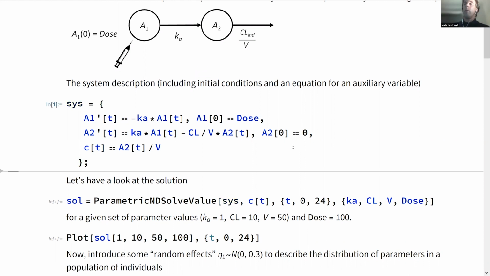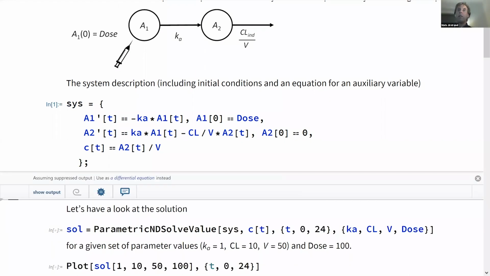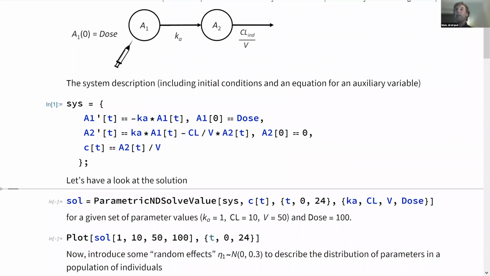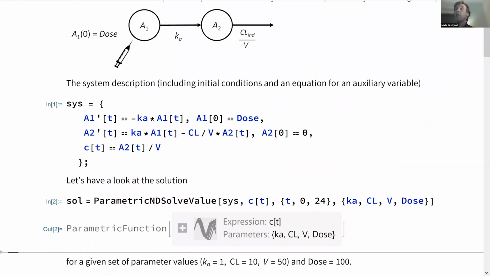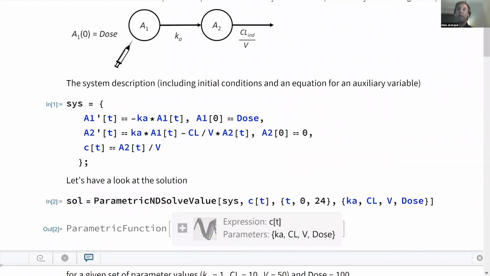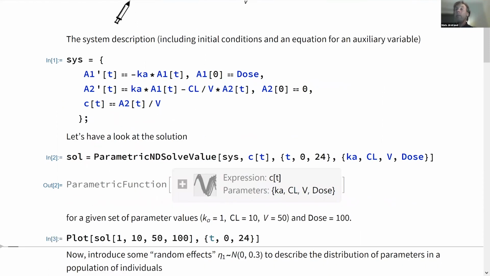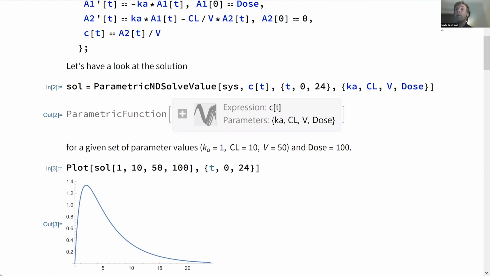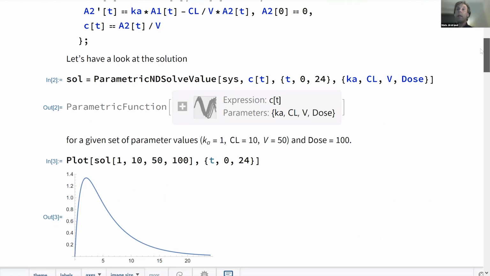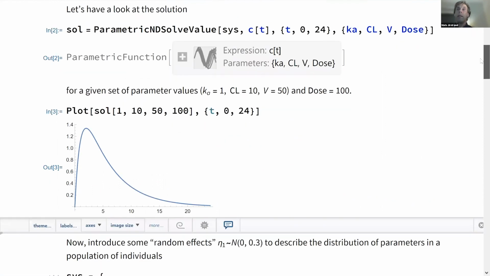So we have the two differential equations and the concentration readout, and typical parameterized solutions can of course be computed by ParametricNDSolveValue in this case. And looking at the particular curve for some set of parameters, we see that we get something quite smooth and nice in this way.